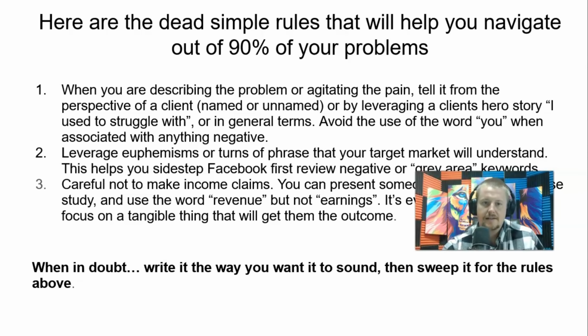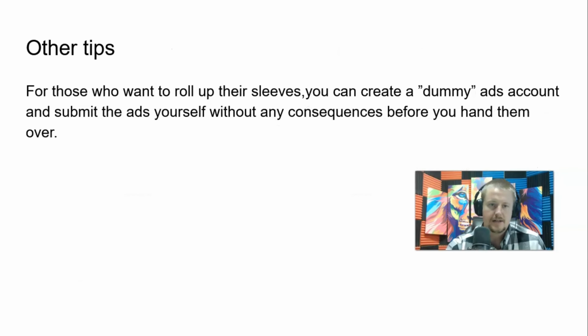So that was the dead simple rules to navigate 90% of the problems with your ad copy. We said when you're trying to describe the problem, tell it from the perspective of your client or your hero story. Try not to use the word you with pain. Leverage euphemisms and be careful with income claims. And when in doubt, what I like to do is write out the copy how you really want it to sound and then go back to these rules and tweak it. That's the best practice.